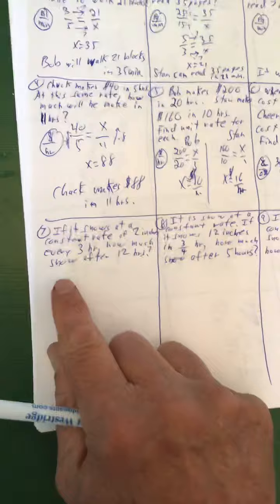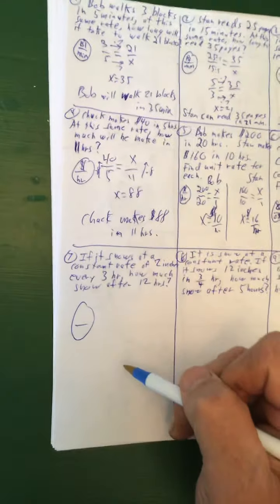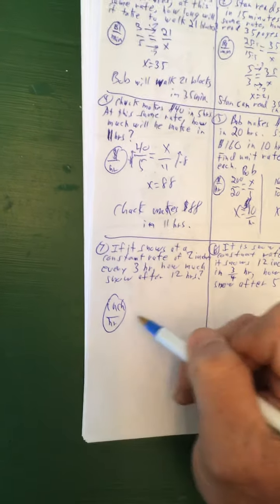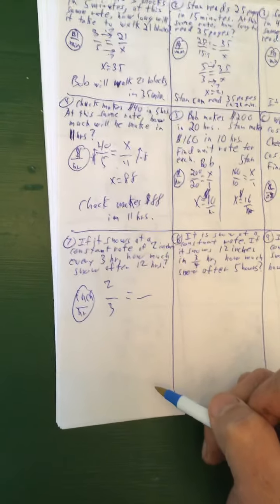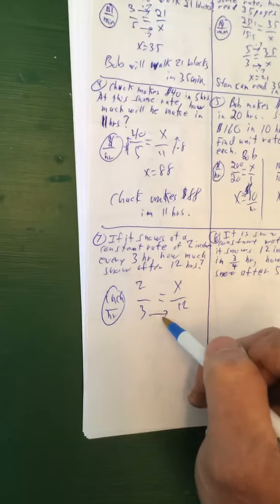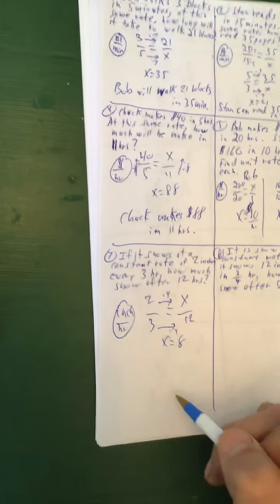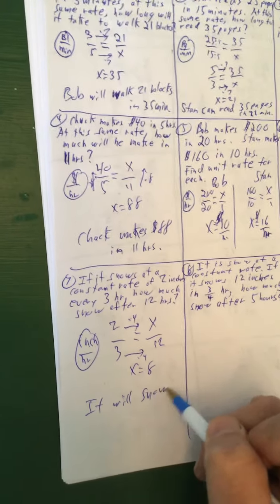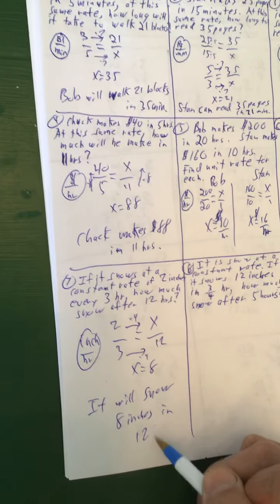Number 9 or number 7 here. So read, you get inches and hours. It's snowing 2 inches every 3 hours. So how much is it going to snow in 12 hours? Well, that's just times 4, times 4, x equals 8. And it will snow 8 inches in 12 hours.